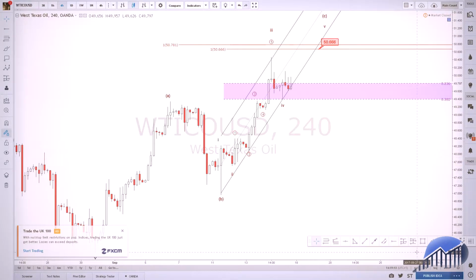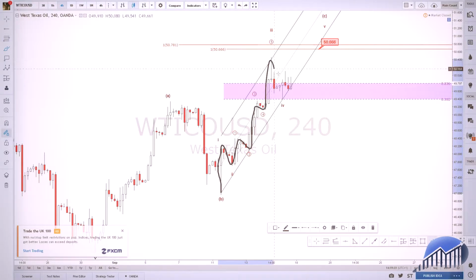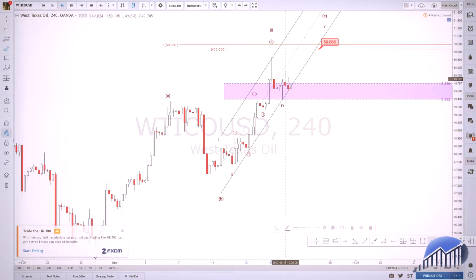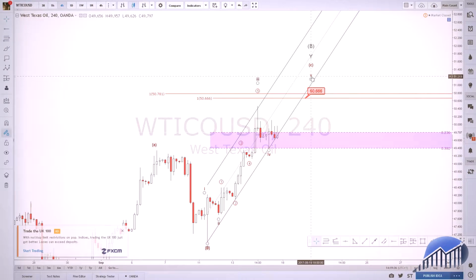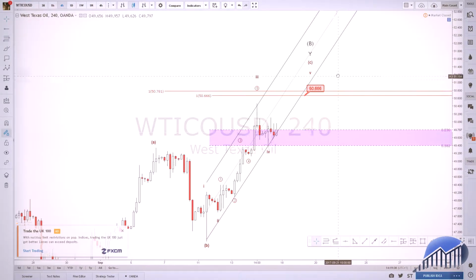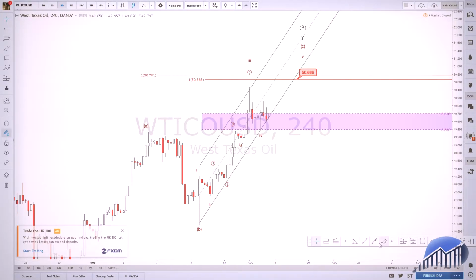So since this B wave low here, it's quite easy to count this 1, 2, 1, 2 here, and then 3, 4, 5, 4, 3, 4 here, and looking for one more up for wave 5 of C, of B, or of Y of B. So for this count to have the highest probability, we would have to look for this wave 5 here, and then a strong turn.